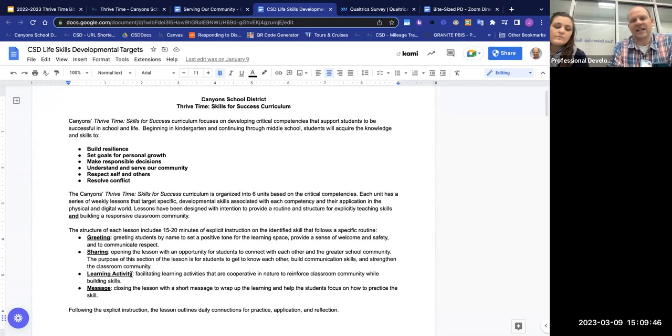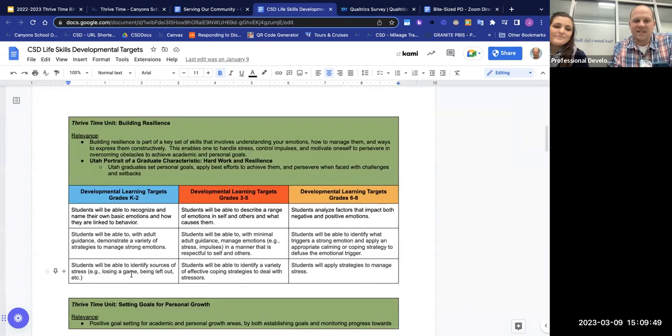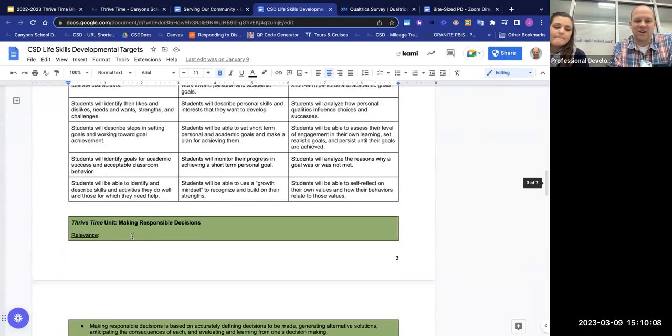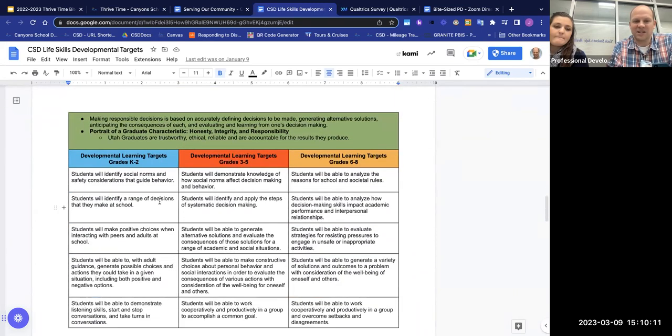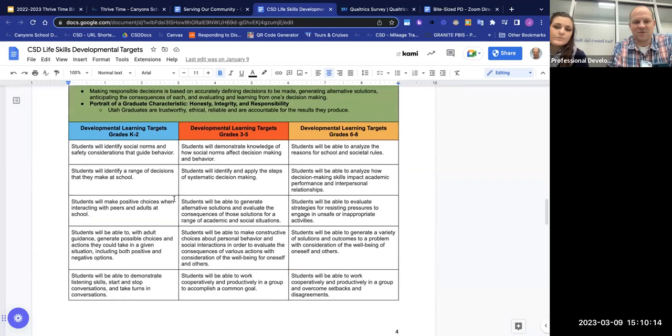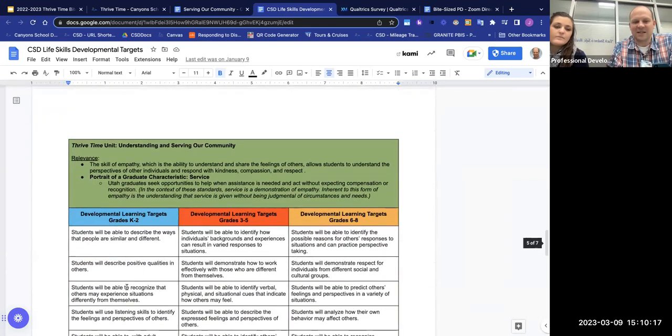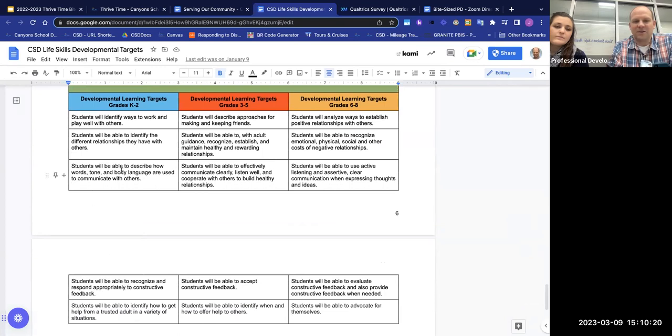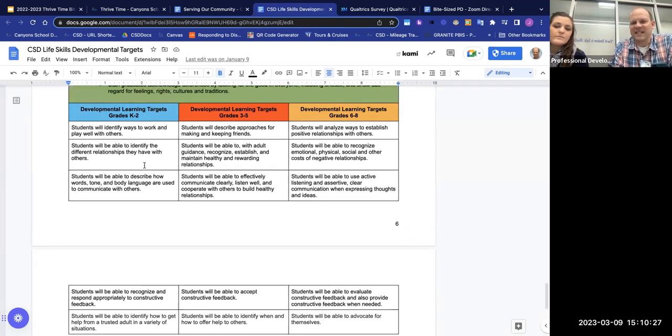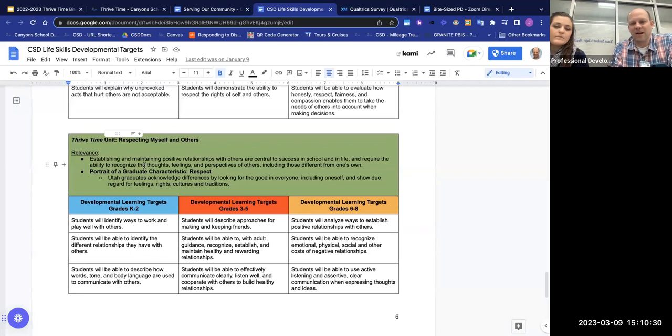And it kind of gives an outline of the lesson that Becca will talk about in a minute. But you'll see it has a couple of developmental targets that we want by the time in these grade levels, and by the time a student leaves second grade, we're hoping that through teaching these lessons, they'll learn things like being able to manage strong emotions, identify a source of stress. If we go to a different unit, let's go to making responsible decisions, make a range of decisions at school, being able to demonstrate listening skills, being able to talk about body language and how that's used to communicate with others. So you can see that these are more specific skills and targets, and that will better help inform the lessons.